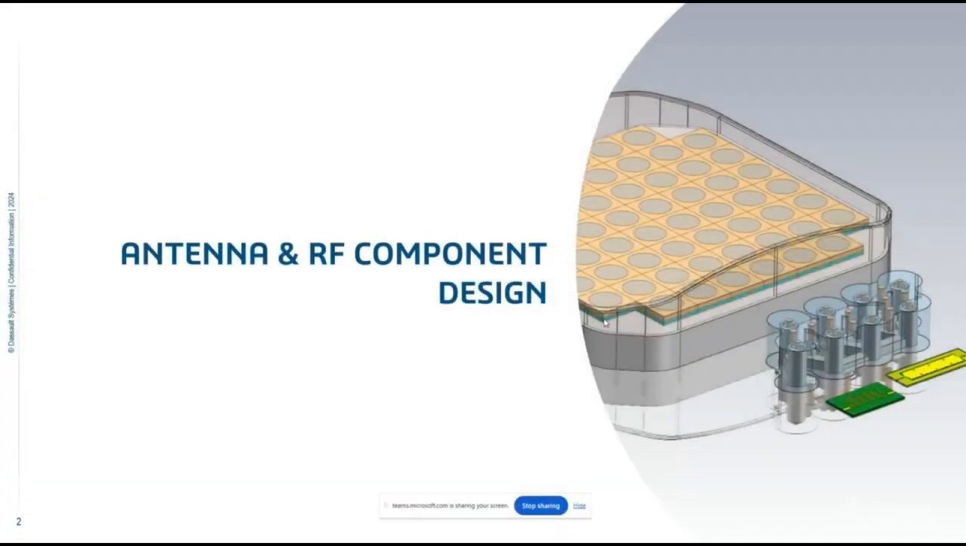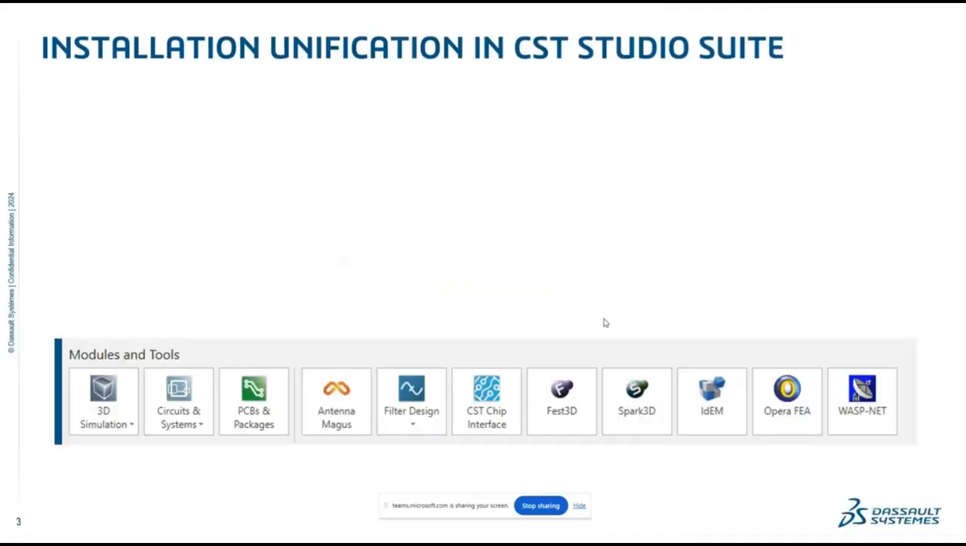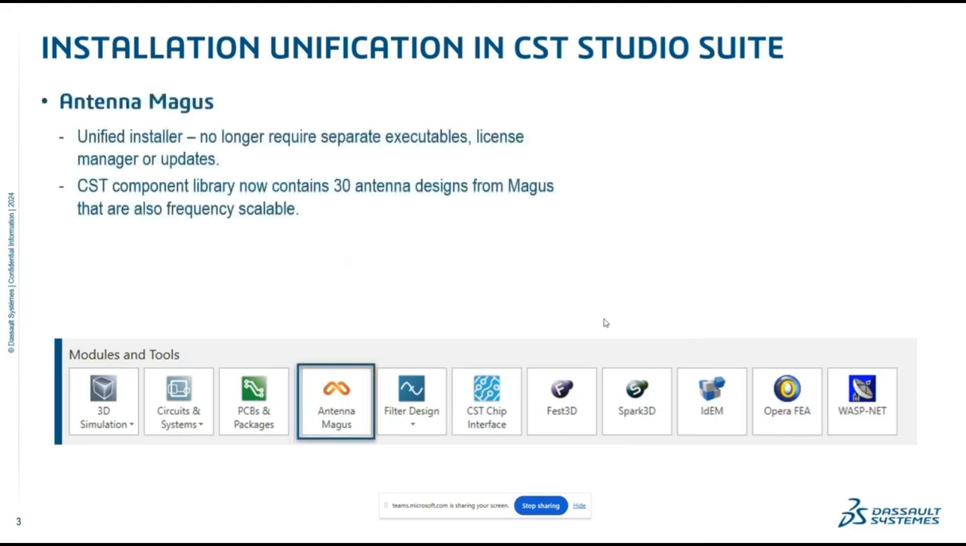All right. So, as I said, I will focus mainly on antenna and RF component design. This year, along with CST, we have many different additional synthesis tools like Antenna Magus, WaspNet, etc. And we try to unify the installation process. So if you install the latest CST Studio Suite 2025, Antenna Magus will also get installed. So if you have the license, you can already start using Magus.